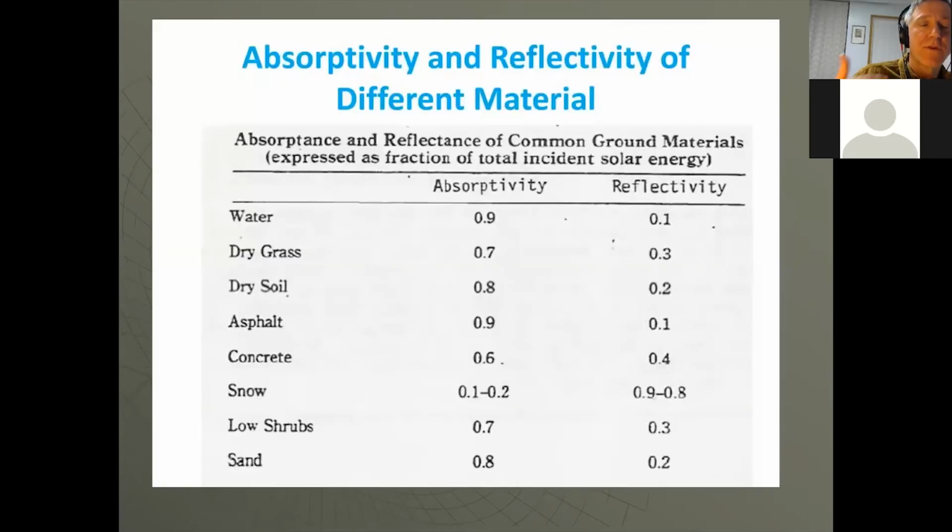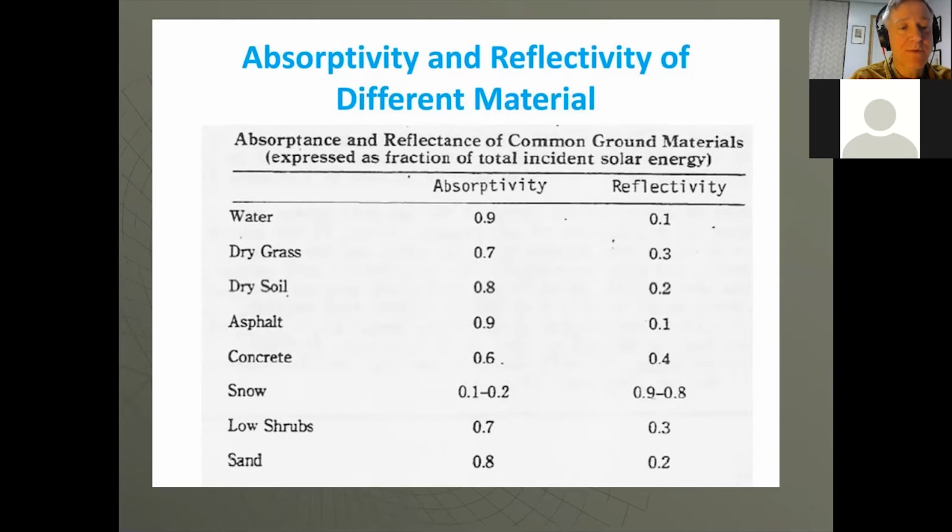And you remember we looked at the picture of the burka, or is it chador, I guess, with the white towel over the top, how that changed the absorptivity of the material. So here's some numbers, okay?